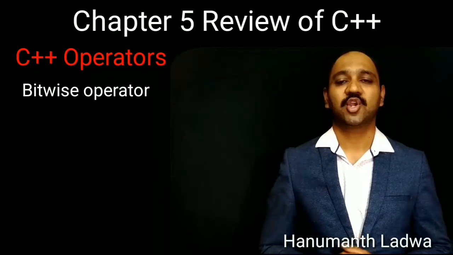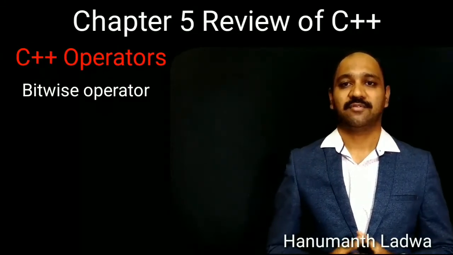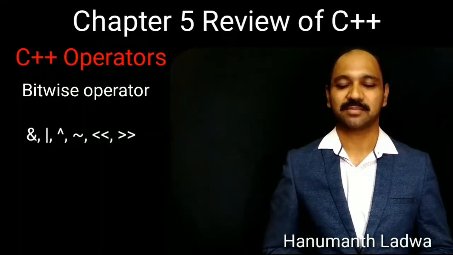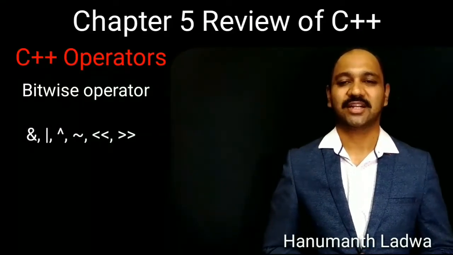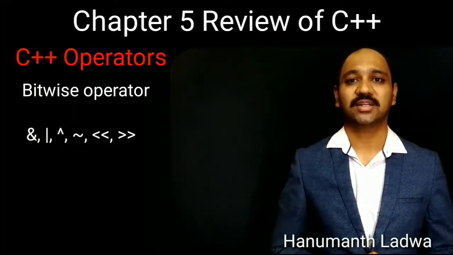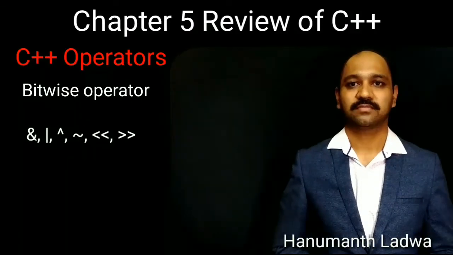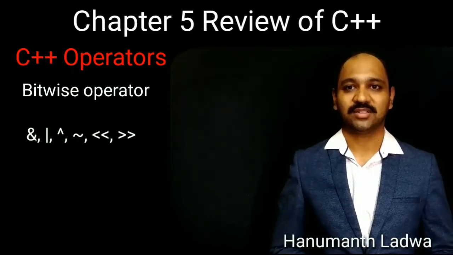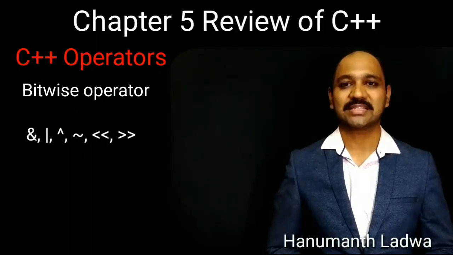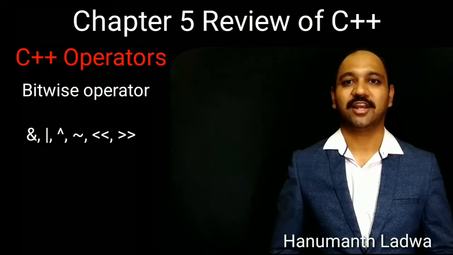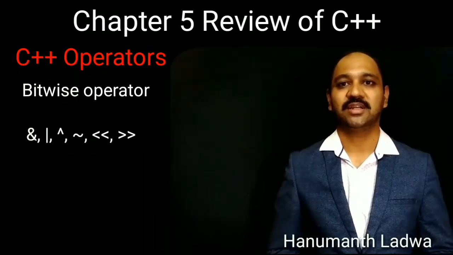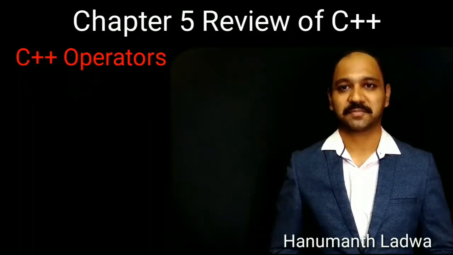Bitwise operators. These operators operate only on bits. For example, bitwise AND, that is denoted as single ampersand symbol, bitwise OR, that is denoted by a single vertical line, and bitwise XOR, that is denoted by a caret symbol, and the next is negation, that is denoted as tilde symbol. Next is double less than symbol, that is nothing but left shift operator. Double greater than symbol represents right shift operator.